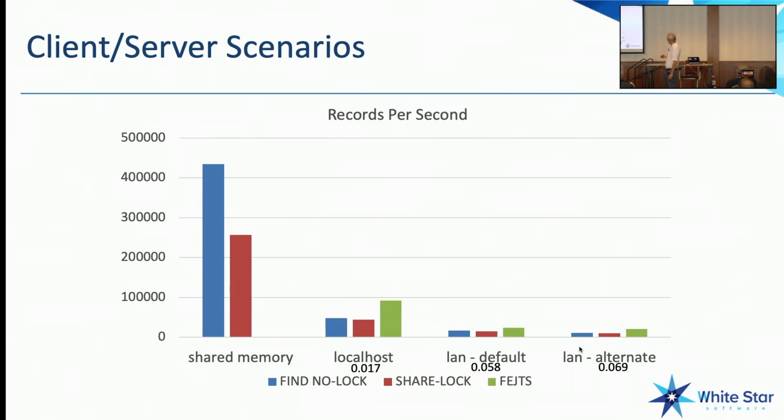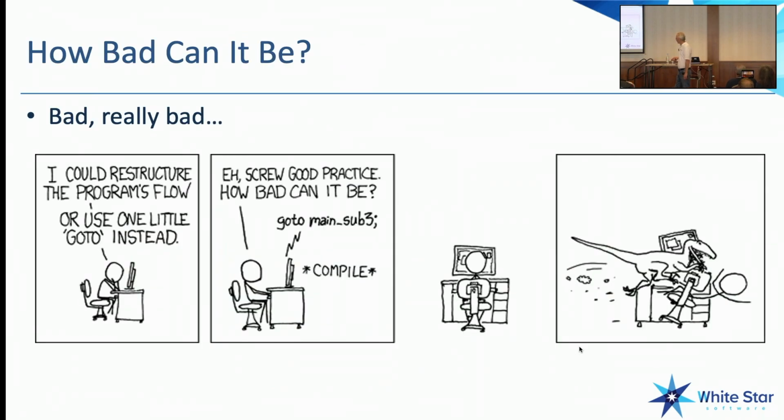But there is an anomaly here. You see this throughput for this one, the for each joined with a table scan, is actually much higher in client server than it was for shared memory. It didn't even show up in shared memory, it was so slow. Why is that?